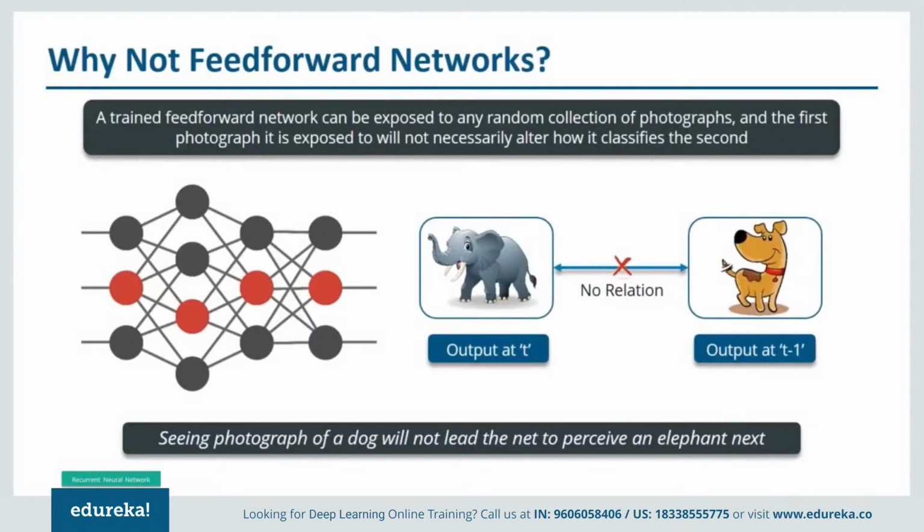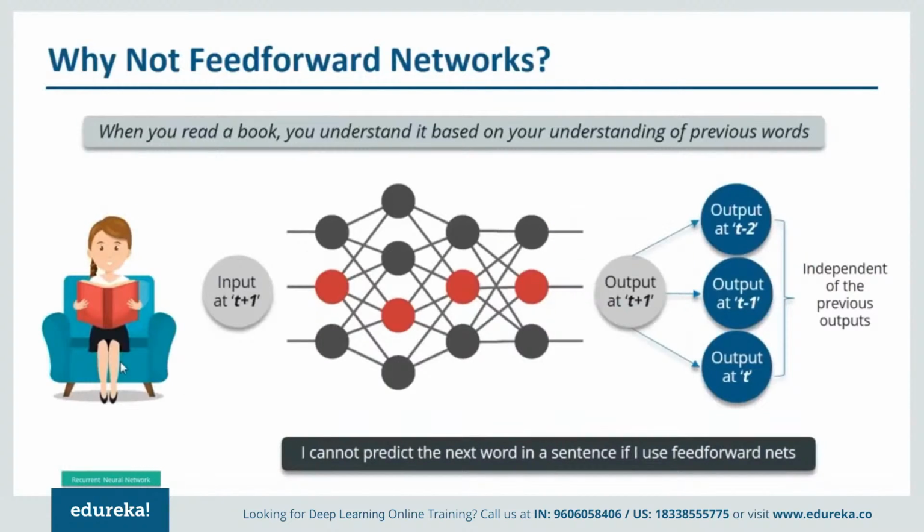Now there are a few scenarios where we actually need the previous output to get the new output. Let us discuss one such scenario. What happens when you read a book? You understand that book only on the understanding of your previous words. So if I use a feedforward network and try to predict the next word in a sentence, I can't do that. Why can't I do that? Because my output will actually depend on the previous outputs. But in the feedforward network, my new output is independent of the previous outputs. That is, output at t plus 1 has no relation with output at t minus 2, t minus 1 and at t. So basically we cannot use feedforward networks for predicting the next word in a sentence.